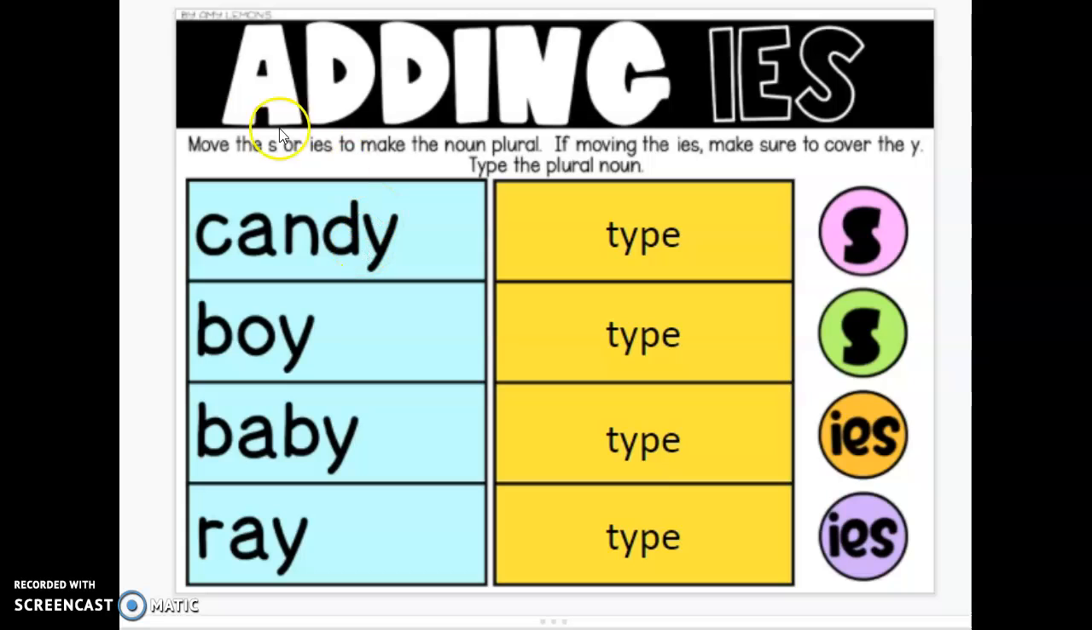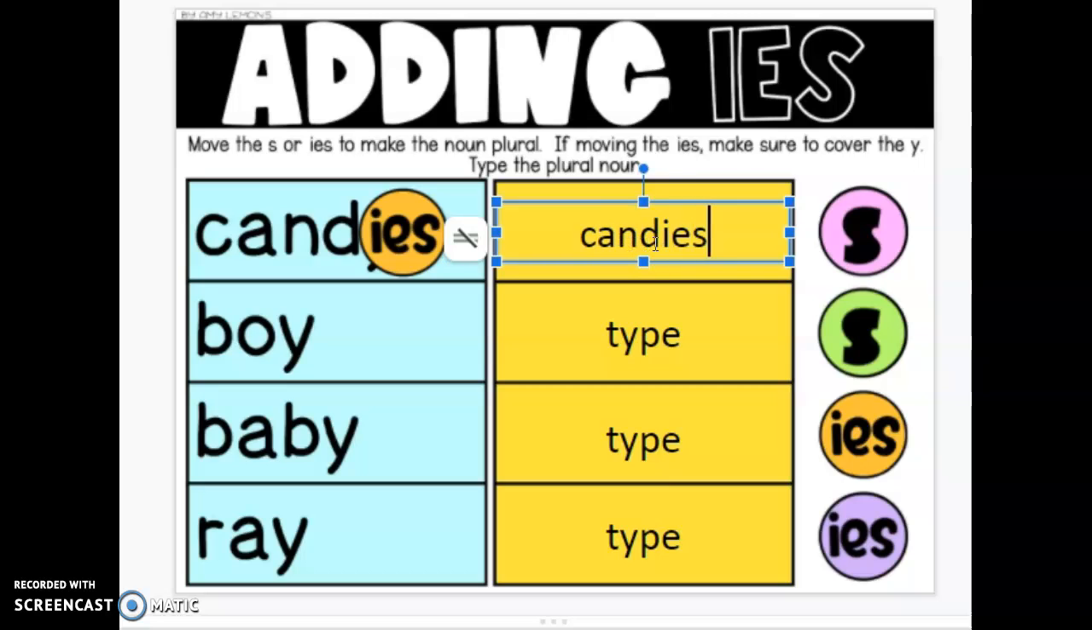I'm looking at the word candy. Here's the Y. I'm going to look at the letter right before the Y. Ooh, it's a consonant. I know consonant Y: drop the Y, add an IES. I'm going to come get one of the IES circles, and I'm going to make sure that I cover up that Y. Then I'm going to come over here and I'm going to highlight it. And now I have to type the word candies.